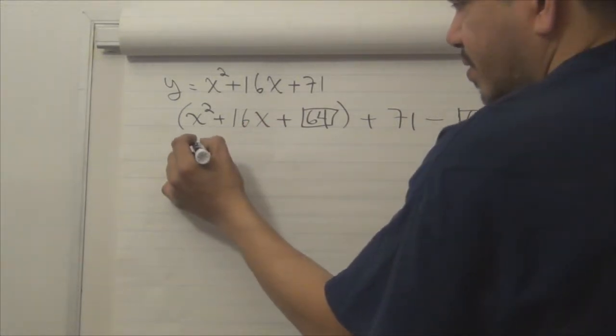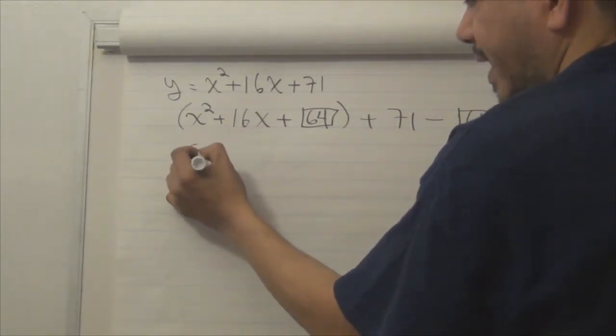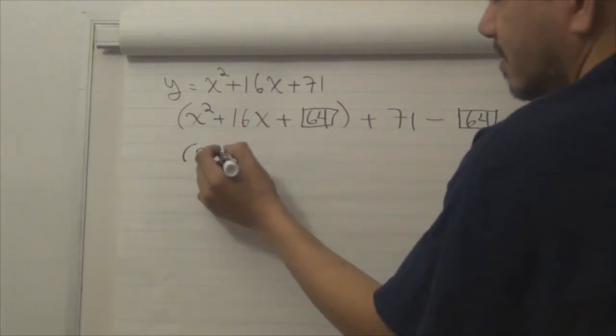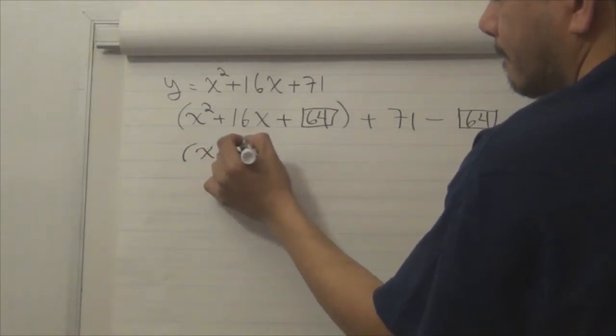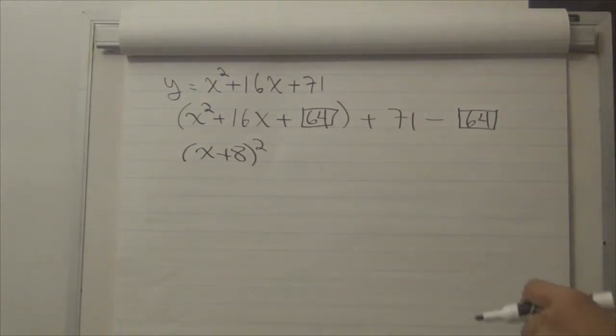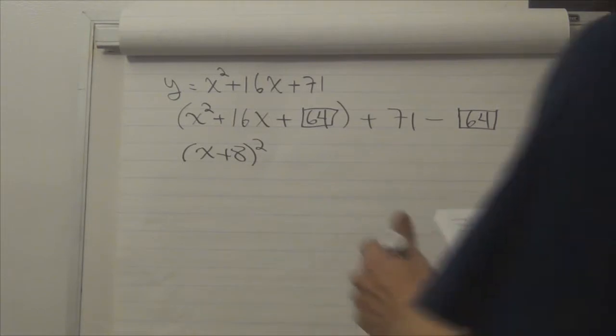So then, what do you think I'm going to have here? X. What was the number that I squared? 8, right? See that? Now, what is 71 minus 64? Come on, tell me. Got it? Okay, so what do you get? 17, right?